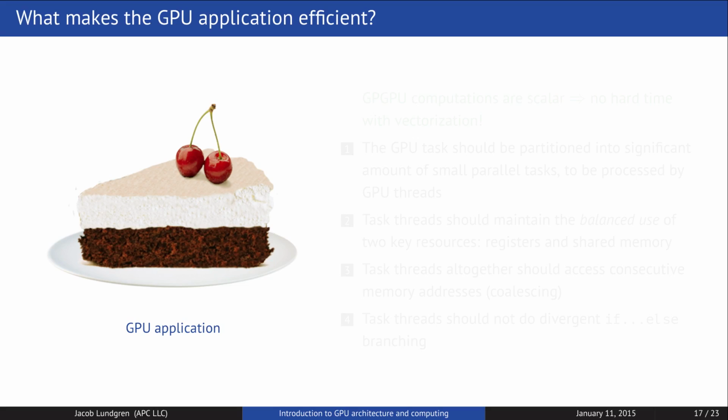So what are the patterns that we need to keep in mind in order to make our GPU application efficient? First off, there's a bonus. GPU computations are scalar, which means that we don't need to worry about the vectorization that is so present in CPU programming.